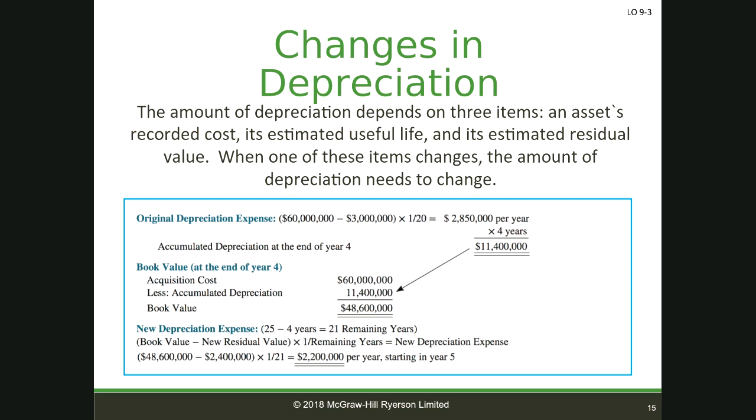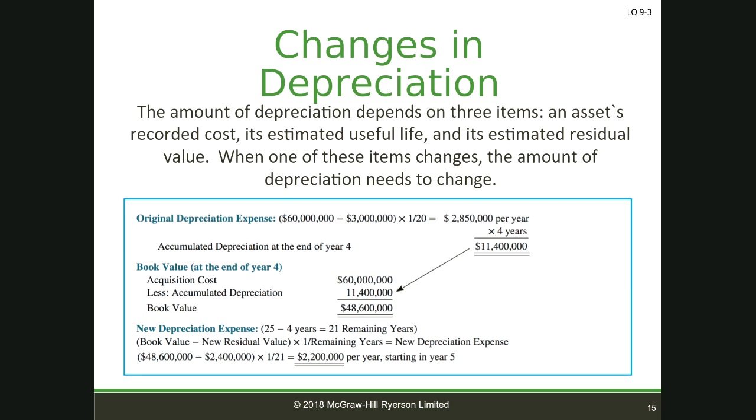In that case, the depreciation should be $2,200,000 each year. So starting in year 5, we would change our annual depreciation from $2,850,000 to $2,200,000. We do this on what we call a prospective basis. Prospective, P-R-O-S-P-E-C-T-I-V-E, just means going forward. So going forward in time, in this case year 5, we record depreciation of $2,200,000.